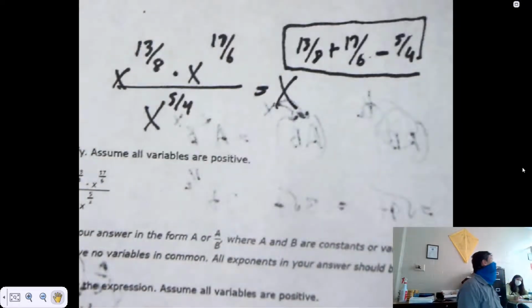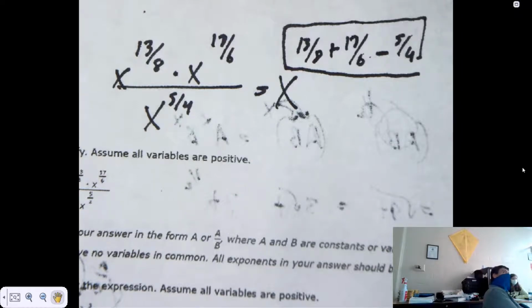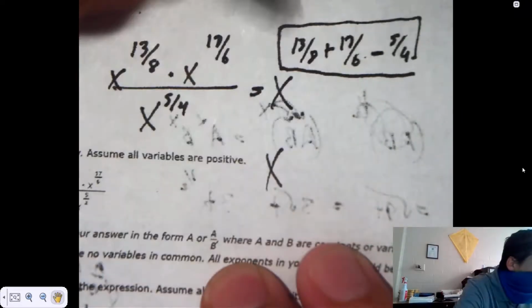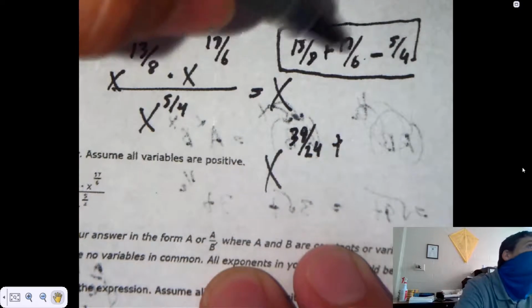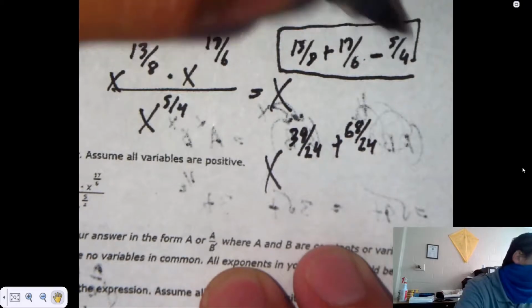8, 6, and 4. What do you want to turn them all into? I don't think we can do 12. I think we can do 24. Kelly, does 8 go in 12? Oh, no. I think we can do 24. I'm not going to show that, but we're going to 3 these pieces. That's 39 24ths. We're going to 4 these pieces. That's 68 24ths. And I guess we're going to 6 this guy minus 30 24ths.